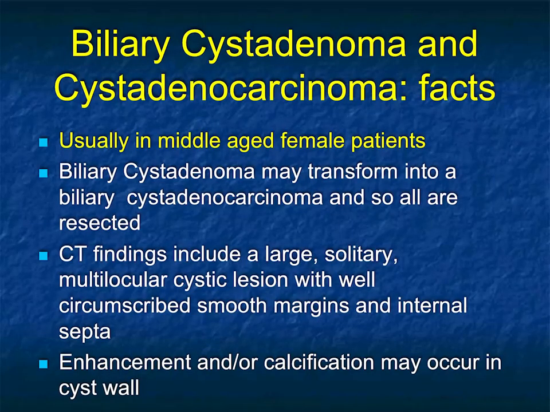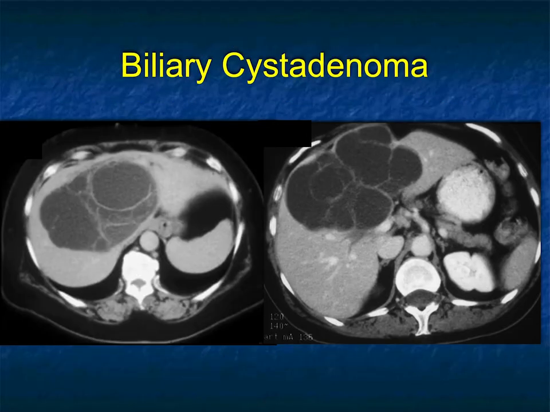They're usually middle-aged female. We used to try to distinguish by looking for nodules, what was benign, what was malignant, but biliary cystadenomas can transform into cystadenocarcinomas, and so all are treated aggressively and resected. They're large, solitary, multilocular cystic lesions, often with well-defined borders and prominent septi. You may see enhancement or calcification in the cyst wall. This is a biliary cystadenoma.